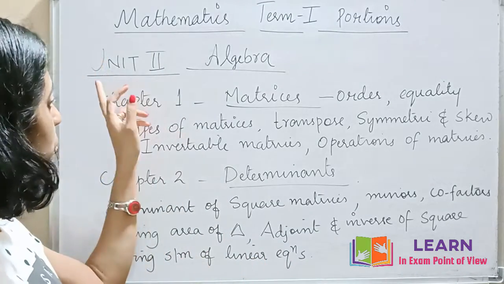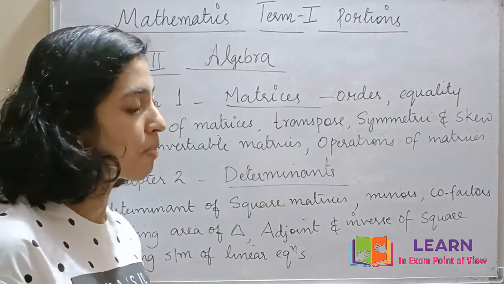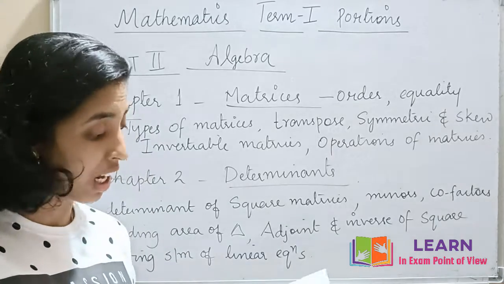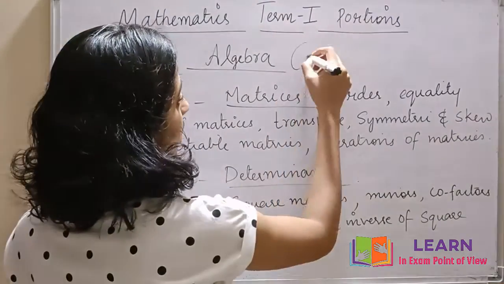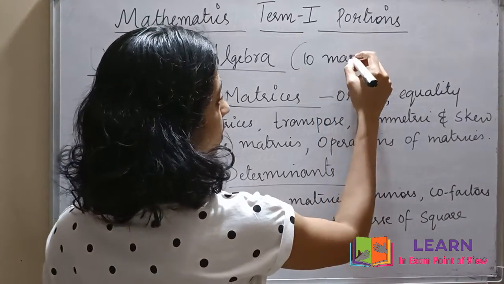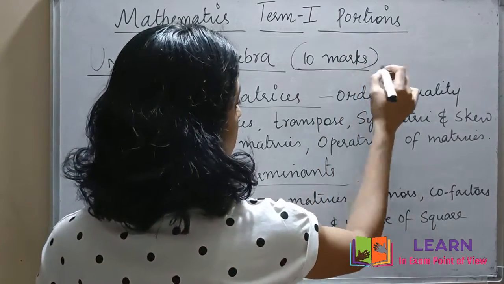Okay, so unit 2 algebra, this much portion you have to study, and the weightage is more. From this part, the weightage is 10 marks. Fine, so 10 marks you can score, right?